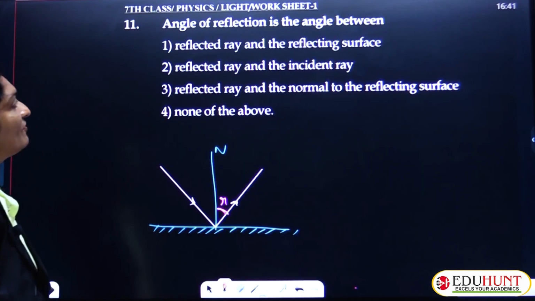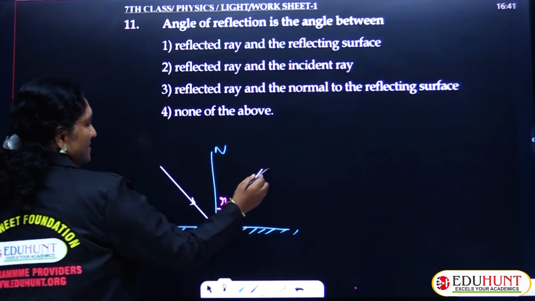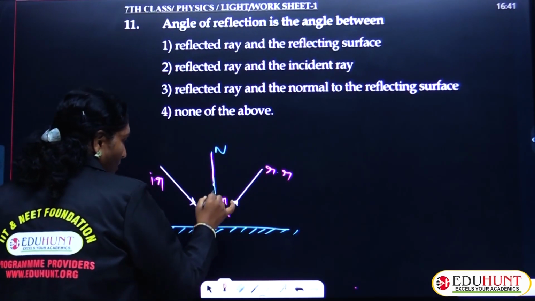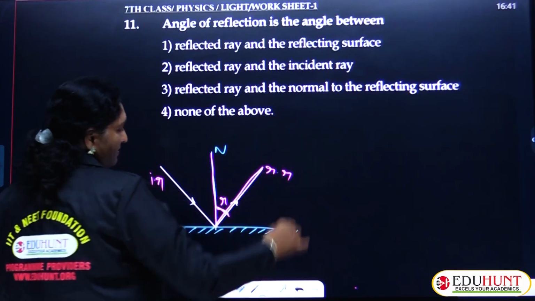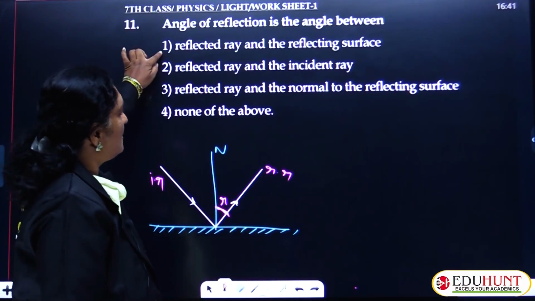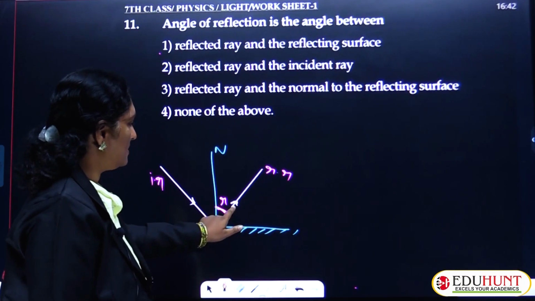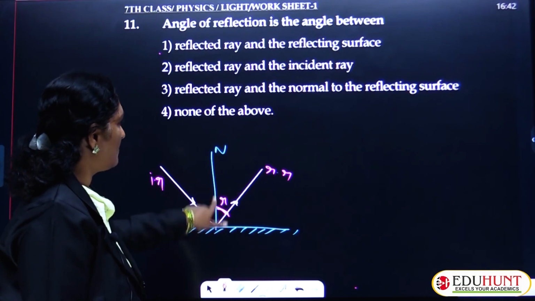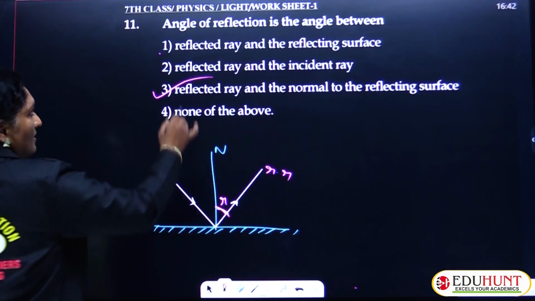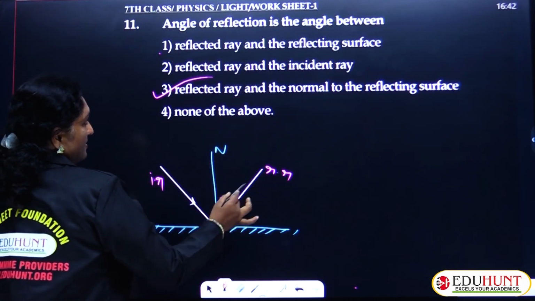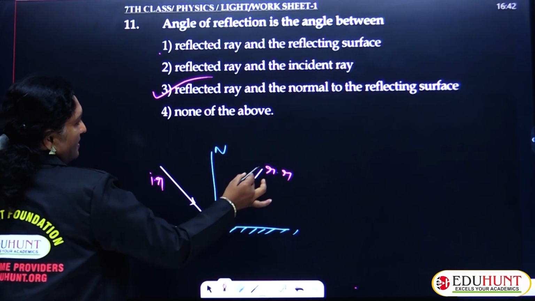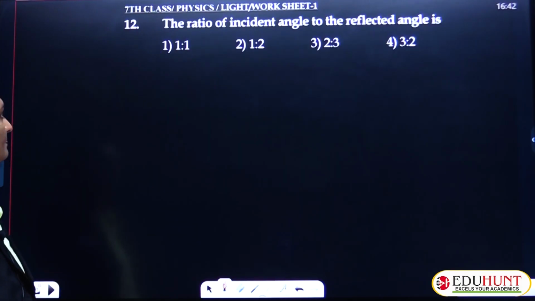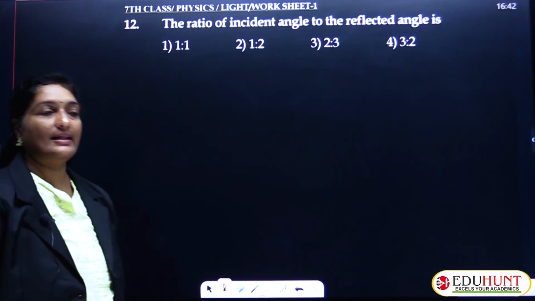So angle of reflection is the angle between what and what? This is your reflected ray. This is your incident ray. So angle of reflection is the angle between the normal drawn to the surface and the reflected ray. Reflected ray and the reflecting surface? No. Reflected ray and the incident ray? No. Reflected ray and normal to the surface? Yes. Angle of reflection R is equal to the angle between the reflected ray and the normal to the reflecting surface. Clear? Well, moving towards the 12th question, children.